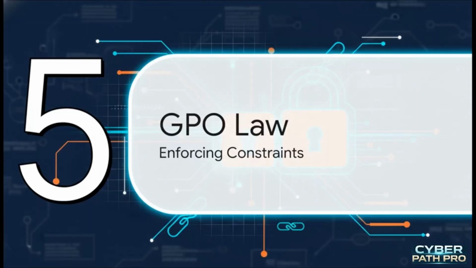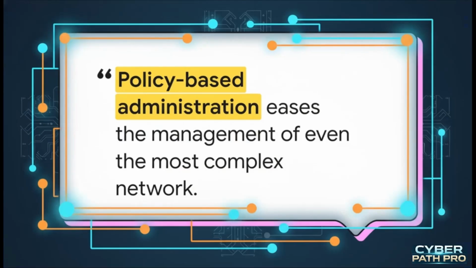Okay, transitioning to Section 5, GPO law, structuring architectural constraints. To quote our source documentation directly, policy-based administration eases the management of even the most complex network, and that is the absolute truth. Relying on group policy objects, or GPOs, is essentially the governing law of your environment. It's what allows us, as system engineers, to securely manage these vast, sprawling deployments without having to pull our hair out manually configuring thousands of individual endpoints.